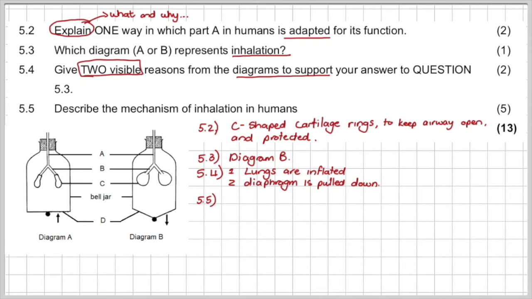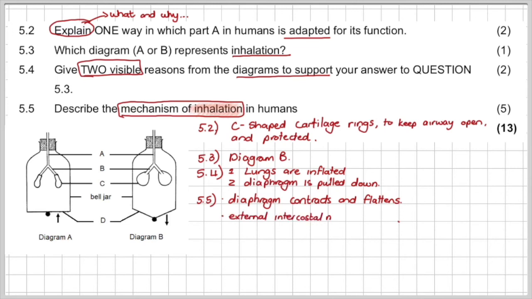Question 5.5, describe the mechanism of inhalation in humans for 5 marks. So this is a big, big question, and we need to make sure that our answer is all encompassing. So the mechanism of inhalation involves the diaphragm contracting and flattening. The external intercostal muscles contract and pull the rib cage up and out.